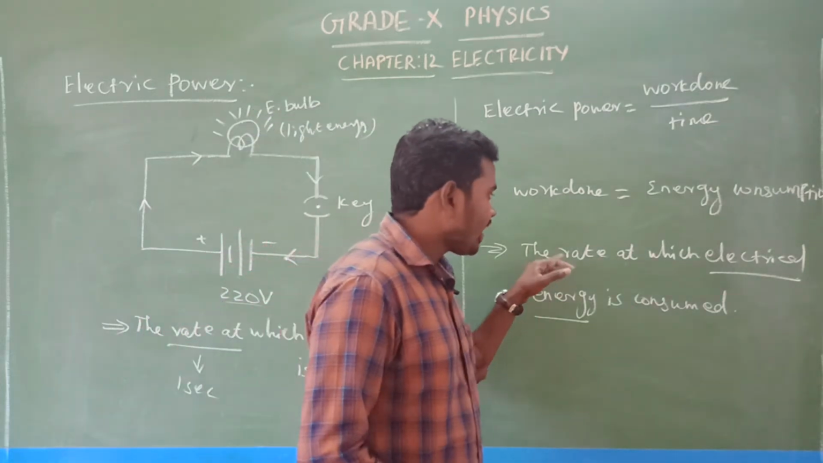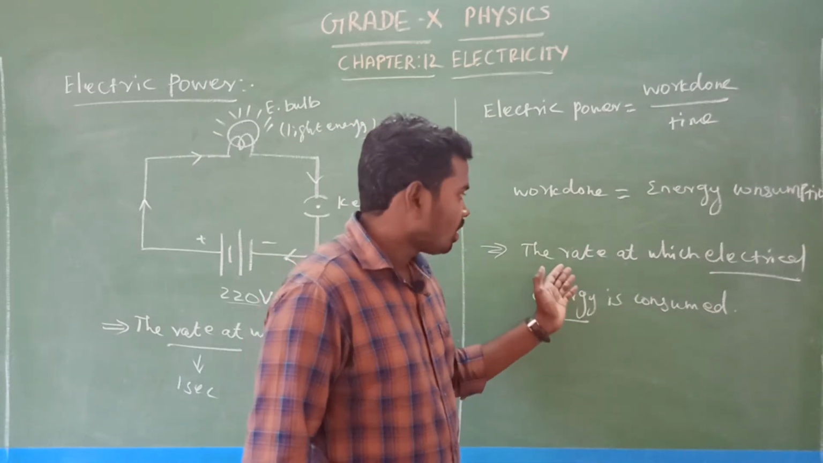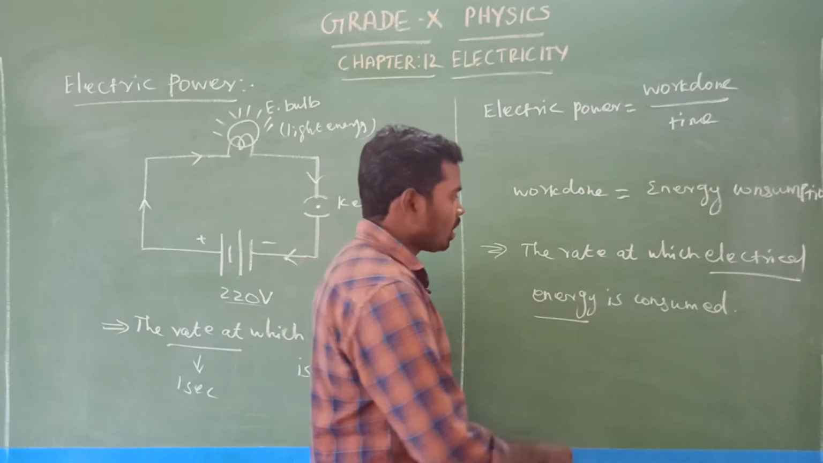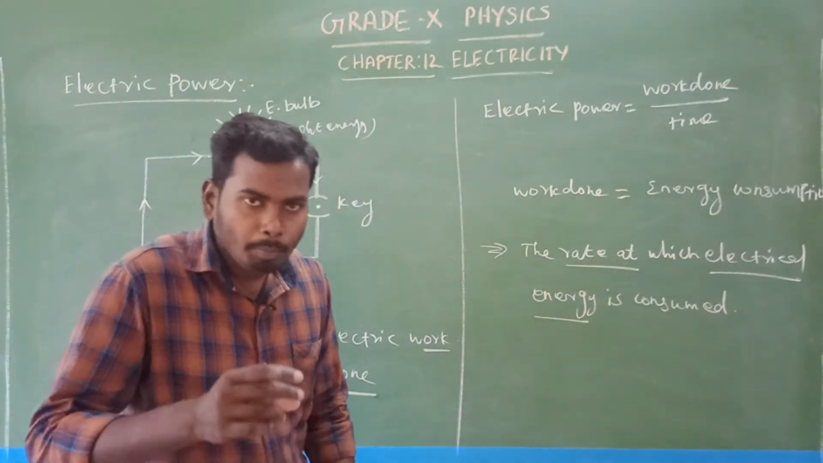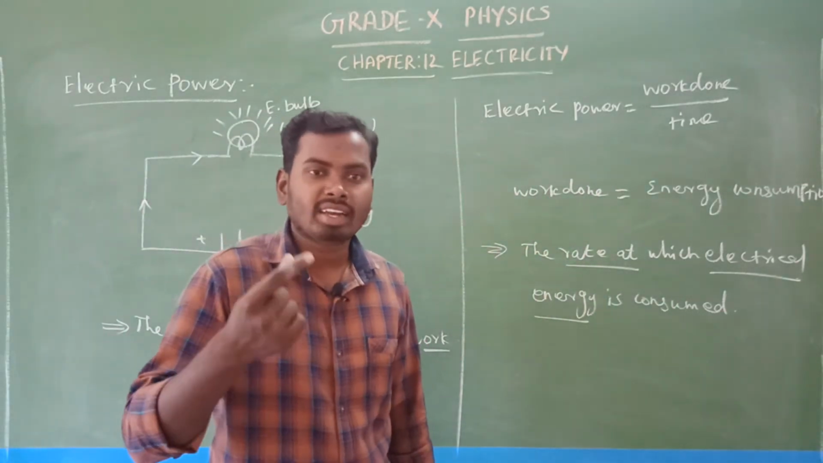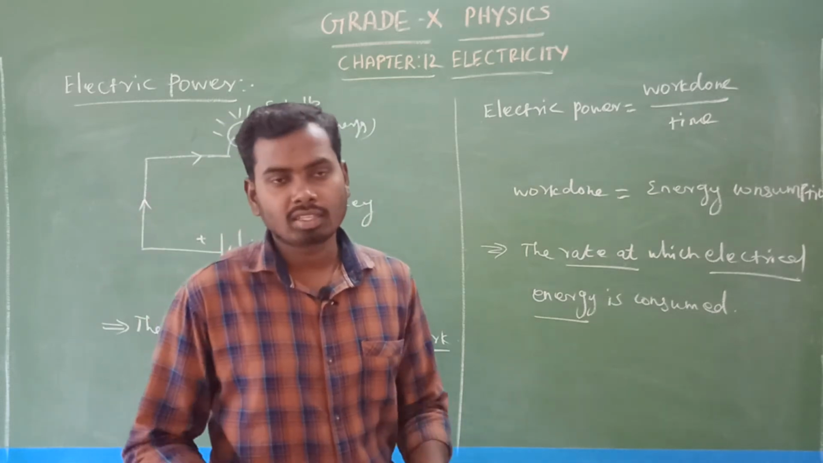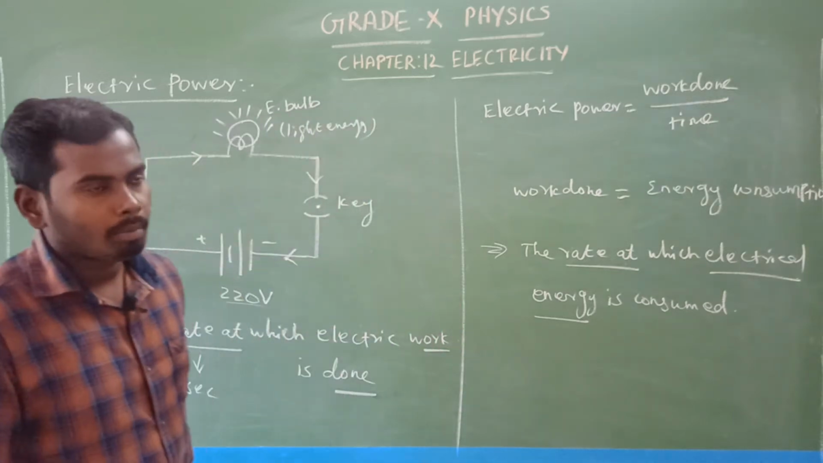So we can say power is the rate at which electrical energy is consumed. In terms of physics, what is the word meaning rate? It means per second. So per second, how much electrical energy is consumed by an electrical appliance, that is also called power.